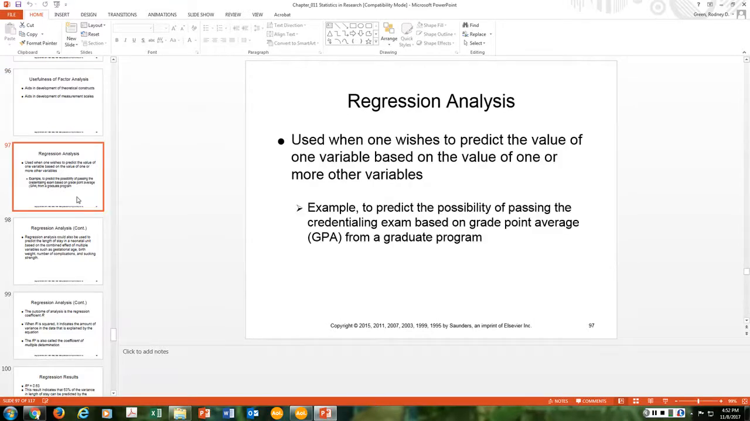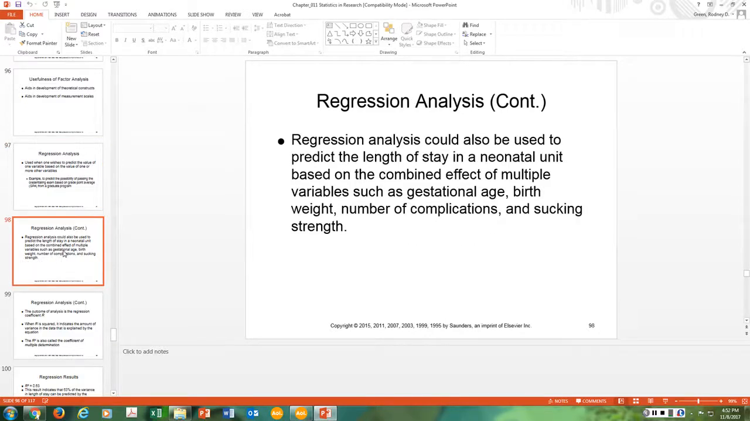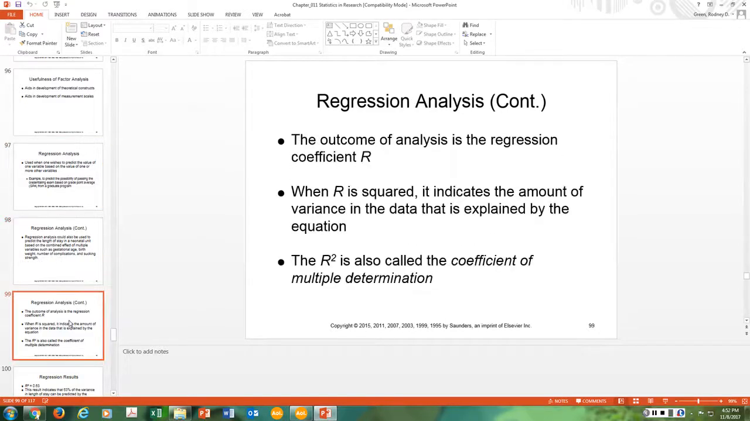Regression analysis is used when one wishes to predict the value of one variable based on the value of one or more other variables. For example, to predict the possibility of passing the credentialing exam based on GPA from a graduate program. The outcome of analysis is the regression coefficient, or R. When it's squared, it indicates the amount of variance in the data that's explained by the equation. And the R square is also called the coefficient of multiple determination.